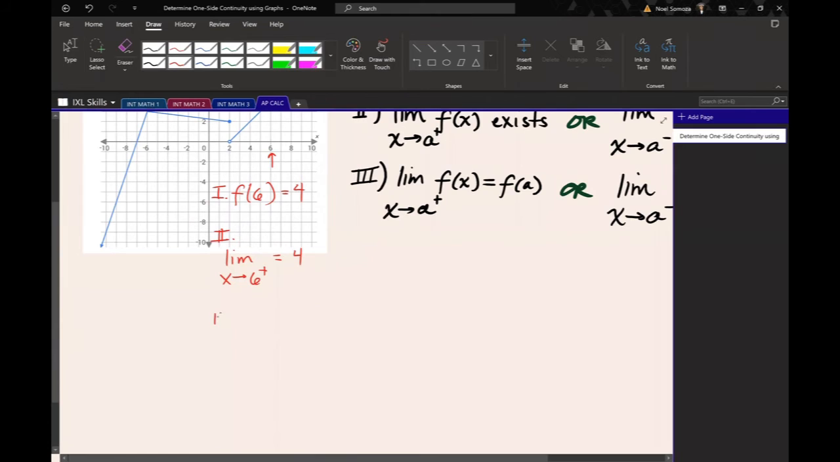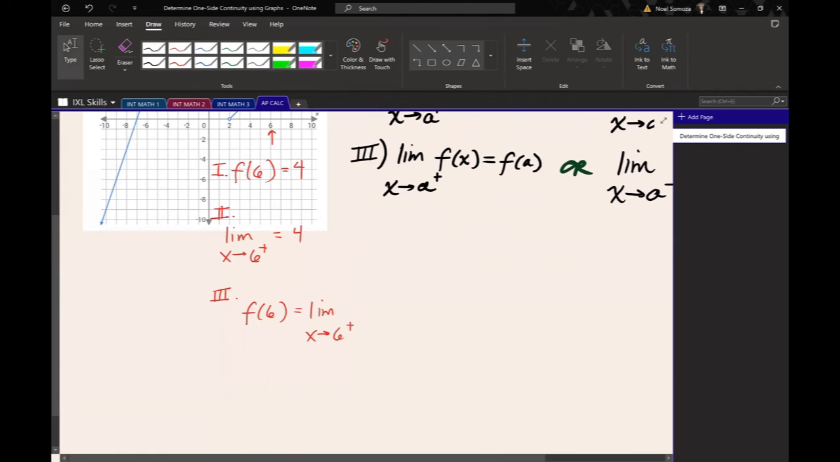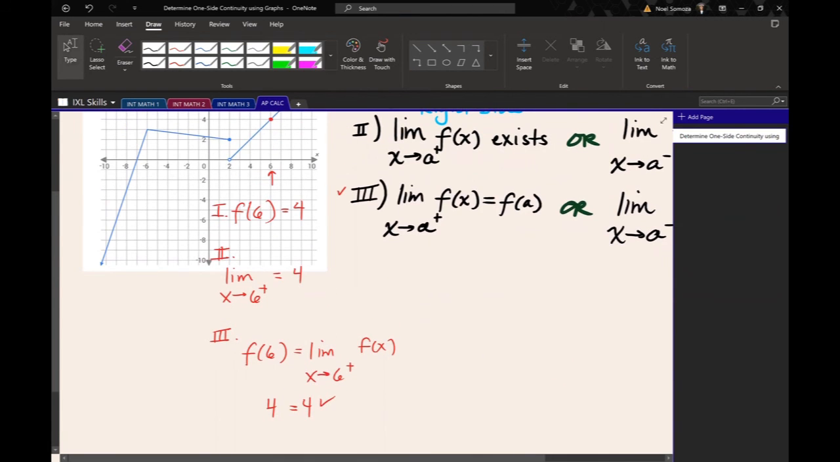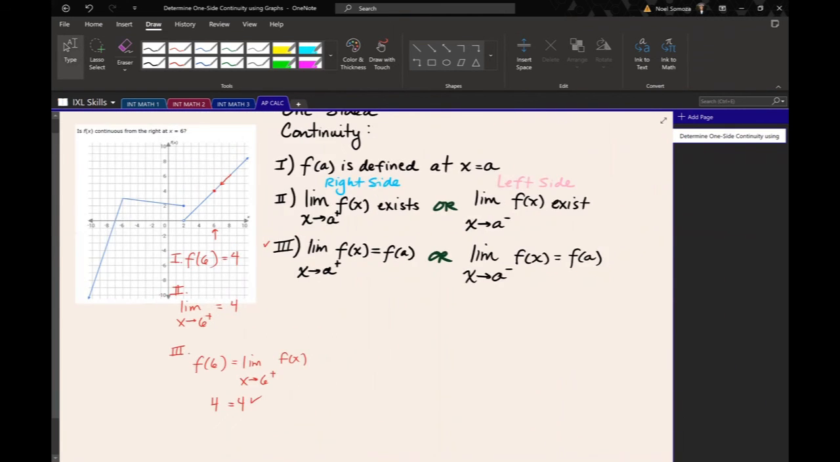So therefore, when we check for part 3, is f of 6 equal to the limit as x approaches 6 from the right side of f of x, right? Both of these are equal to 4. So in that case, we satisfy all 3 parts. Therefore, we get to say that f of x is continuous from the right at x equal to 6, or you could indicate yes on your IXL skill.